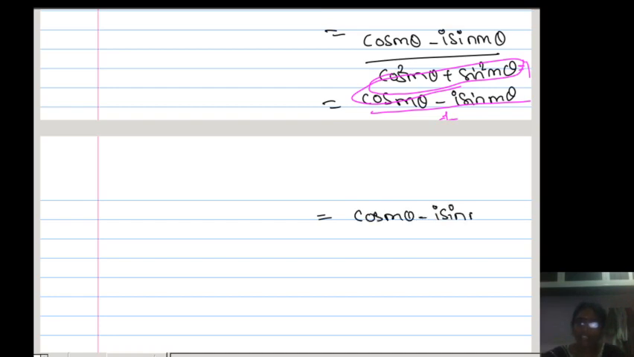How? Let us see. What is the simplification? What have I done here? Cos m theta minus i sin m theta, because the denominator cos square m theta plus sin square m theta has value 1. Don't get confused here. This value is 1. Yes, so cos square m theta plus sin square m theta is equal to 1. So the denominator is 1. So finally my conclusion is cos m theta minus i sin m theta by 1.